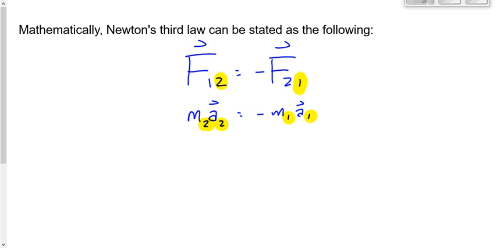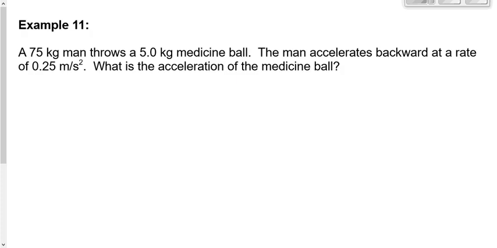Let's take a look at an example here, right? One example, and then we'll give you a break for a second. A 75 kilogram man throws a 5 kilogram medicine ball. You guys know what a medicine ball is? Those heavy balls that you use for something. The man accelerates backward at a rate of 0.25 meters per second squared. What's the acceleration of the medicine ball?